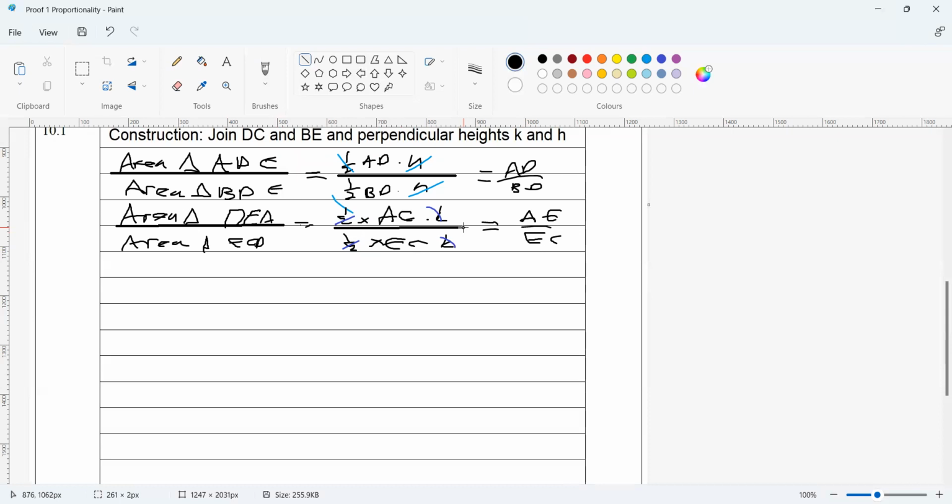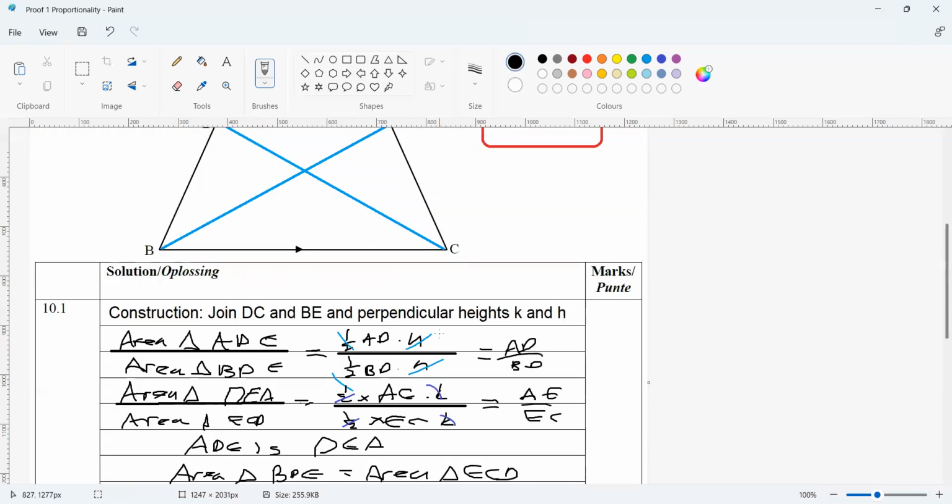And now we're going to start to compare areas of triangles. So the area of triangle ADE, I'm just going to write it here. ADE is also DEA, so the areas will be the same. And then we'll say area of triangle BDE is equal to area of triangle ECD.